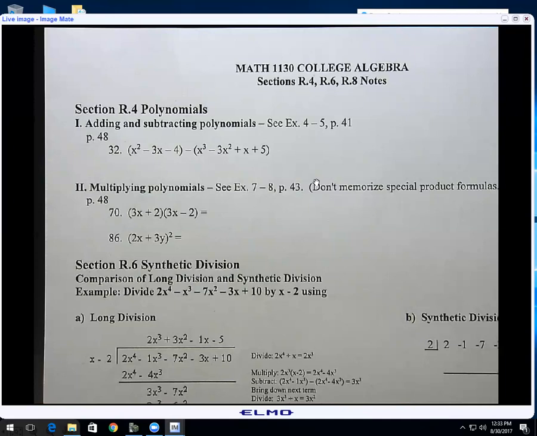In R.4, we're going to add, subtract, multiply polynomials. R.6 will divide polynomials. Adding and subtracting polynomials is just combining like terms.